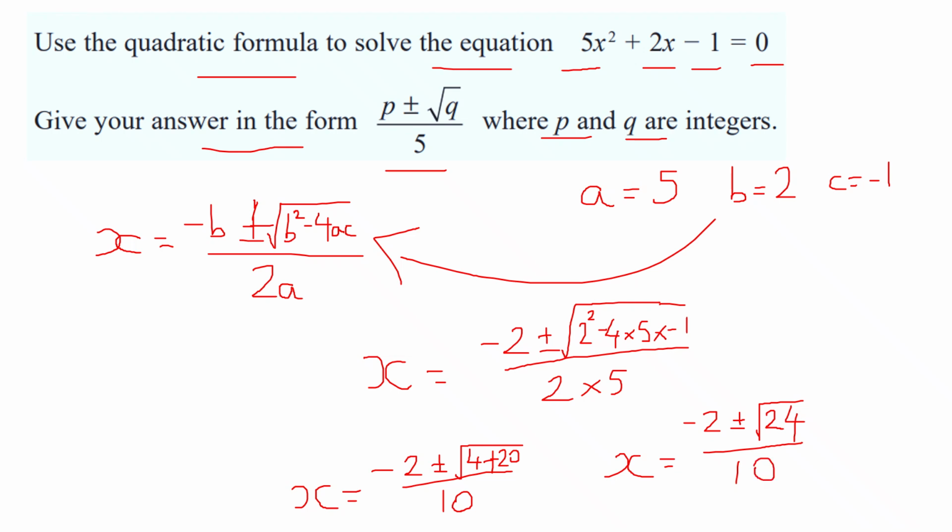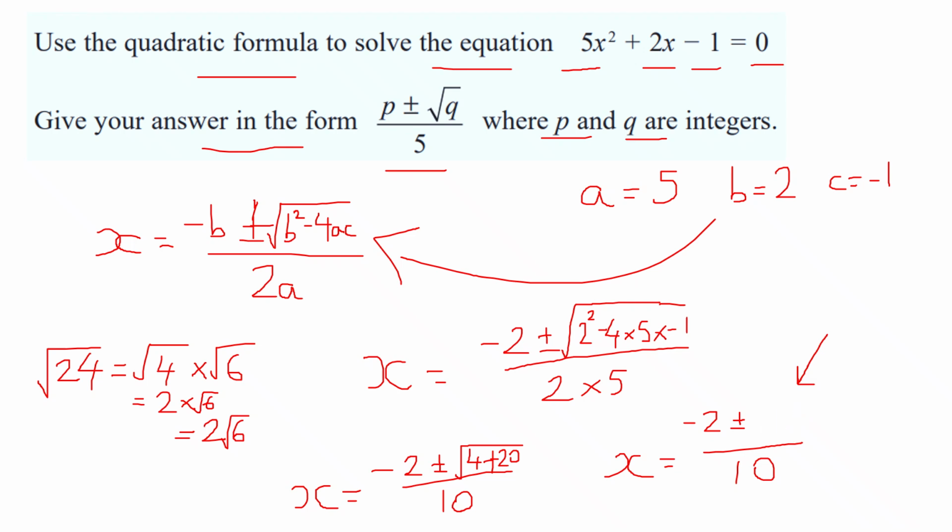Well, yes, I can, because root 24 can be simplified. So root 24, just doing it to the left here, is equal to root 4 times root 6. The square root of 4 is just 2, so we have 2 times root 6, which I can write as just 2 root 6, so 2 lots of root 6. So I can rewrite this as minus 2 plus or minus 2 root 6 all over 10.